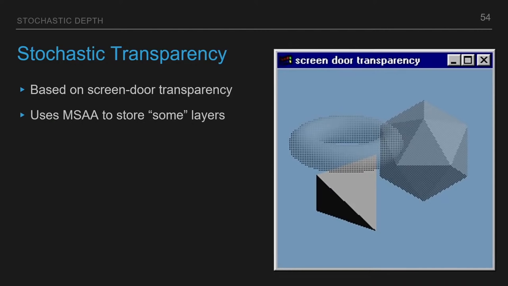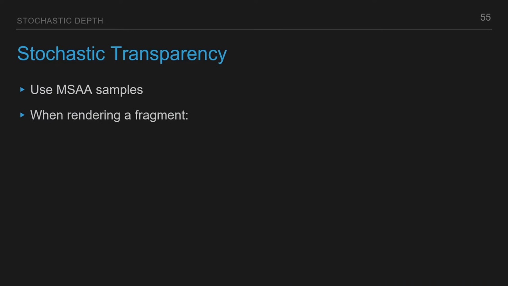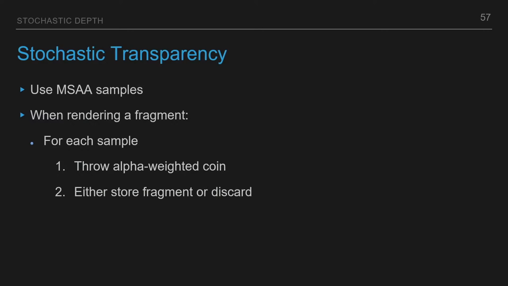Then instead we use MSAA to store and blend fragment information from multiple depth layers. Stochastic transparency is an approximation that's only correct on average, but it stores a fixed number of fragments and requires a fixed number of render passes, making it work well for real-time applications. So, how does it work? When rendering a fragment, for each MSAA sample we throw an alpha-weighted coin. Based on the outcome of this coin flip, we just store or discard a fragment, retaining only the frontmost fragments for each MSAA sample.